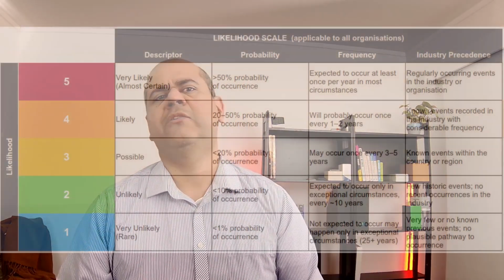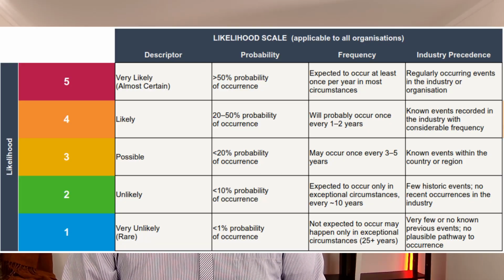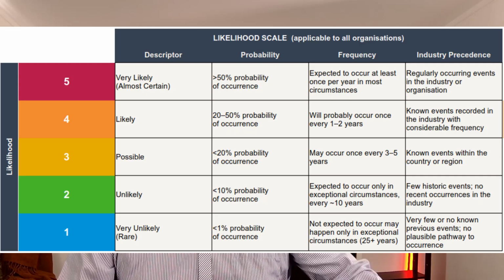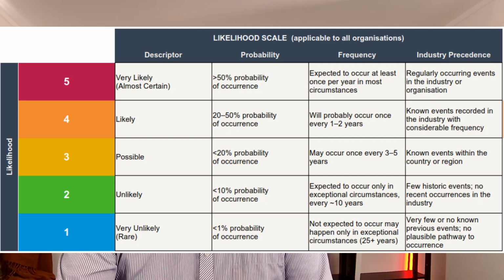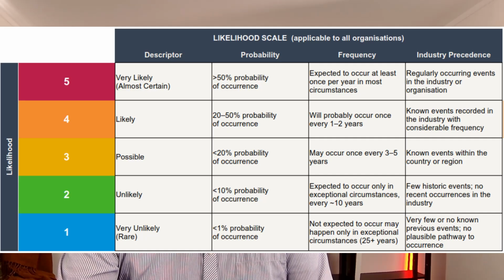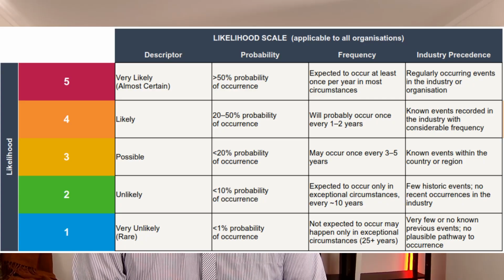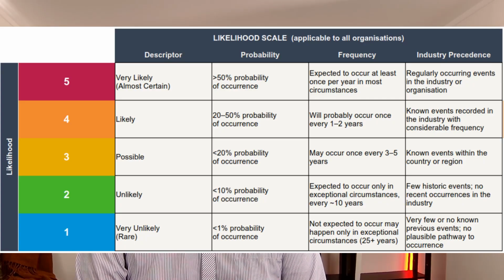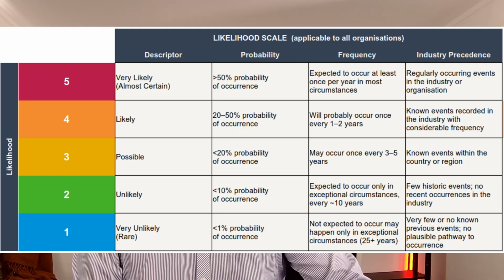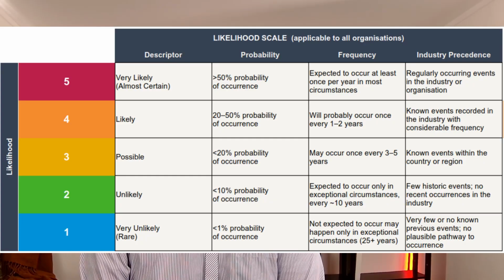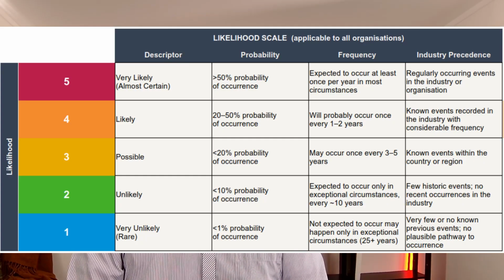Here's what a simple calibrated likelihood looks like in practice. Bear in mind that you have to adjust it to your organization's circumstances and risk appetite. With that said, very unlikely, let's say the probability in this case is less than 1%. We have not seen this happen in over 25 years in our industry, and it would be a genuine outlier. Unlikely means less than 10%; it has happened elsewhere in the industry and we are aware of it, and it could happen here. Possible means probability less than 20%, and it has happened in organizations like ours. We will not be surprised if it happens here.